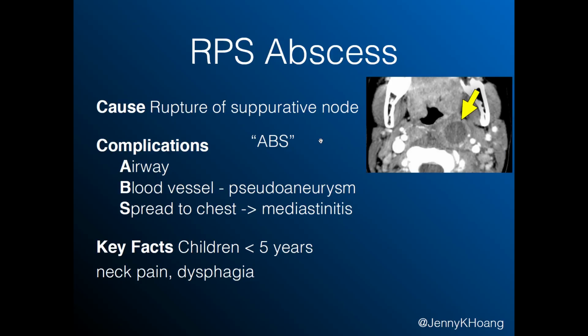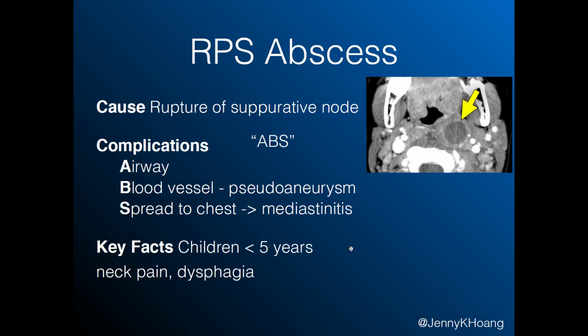So the retropharyngeal abscess, it's from a ruptured suppurative lymph node, causes airway obstruction. It could cause a pseudoaneurysm potentially. I've never seen one because it's so close to the carotid. And then it spreads into the chest. This occurs in kids less than 5, because we said the lymph nodes atrophy as you get older. It causes neck pain and dysphagia. That's the usual symptoms because it's so close to the cervical spine and the pharynx.